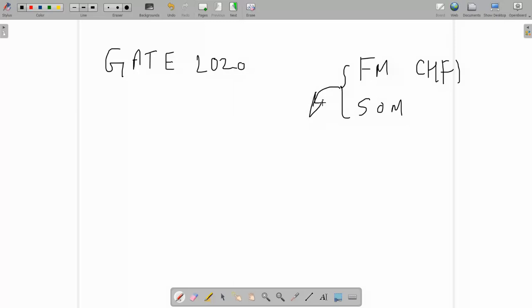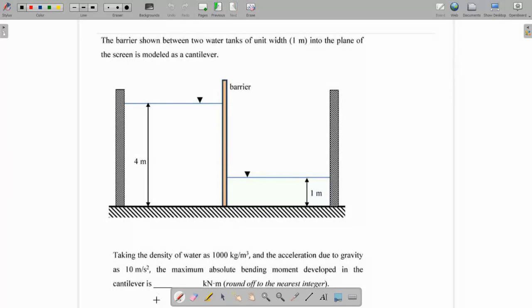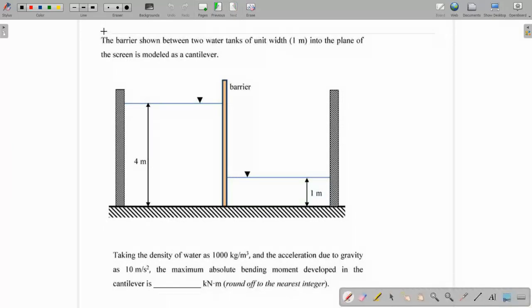So let's start. What the question says: the barrier shown between the two water tanks, unit width 1 meter into the plane, that means in the perpendicular direction. If I draw in 3D, the width is 1 meter.